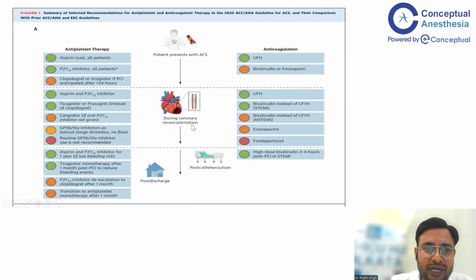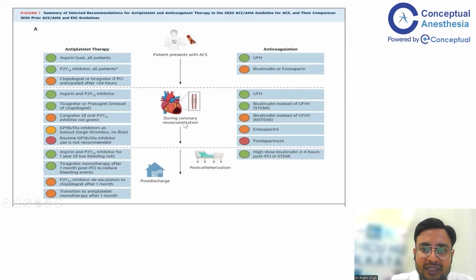During coronary revascularization, aspirin and P2Y12 inhibitor have to be continued. Ticagrelor or prasugrel instead of clopidogrel are a strong recommendation because of more reliable antiplatelet action. Cangrelor is to be avoided because it causes severe neutropenia. GP2B3A inhibitor is not a good recommendation, and routine use of GP2B3A inhibitor is not recommended at all. Among the anticoagulants, using bivalirudin instead of unfractionated heparin in STEMI, and bivalirudin instead of unfractionated heparin in NSTEMI, is not a good recommendation.